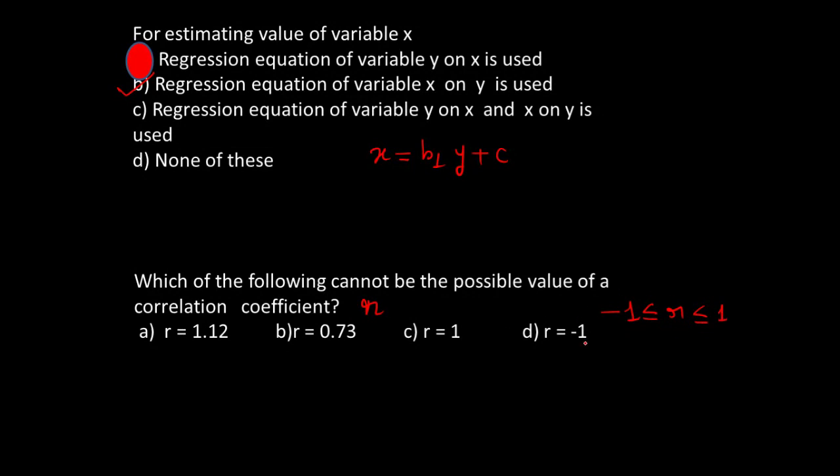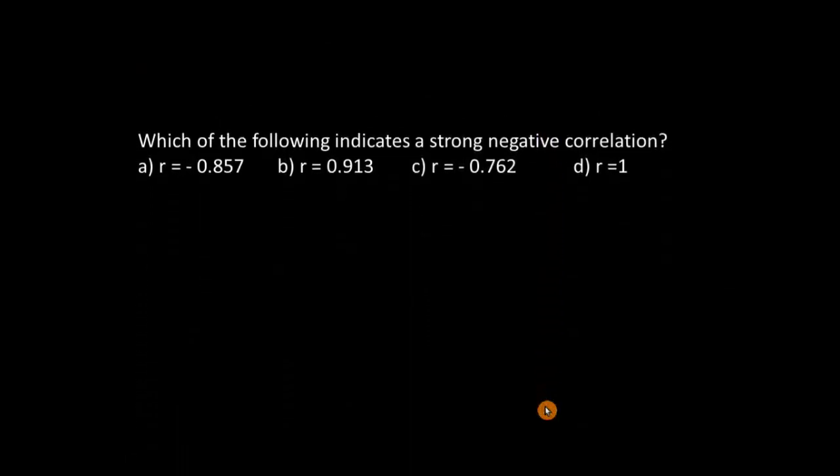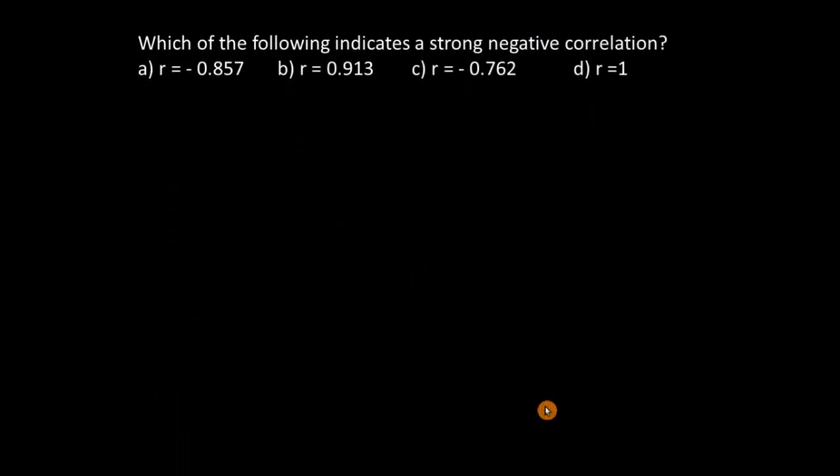If you look at the values given over here, you find that this value is more than 1. This value is more than 1. So that's why this is not the correct option. So the next question is, which of the following indicates a strong negative correlation?